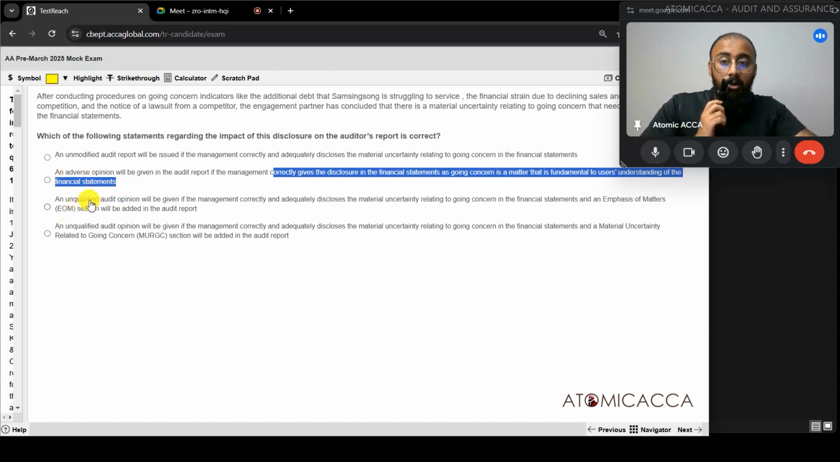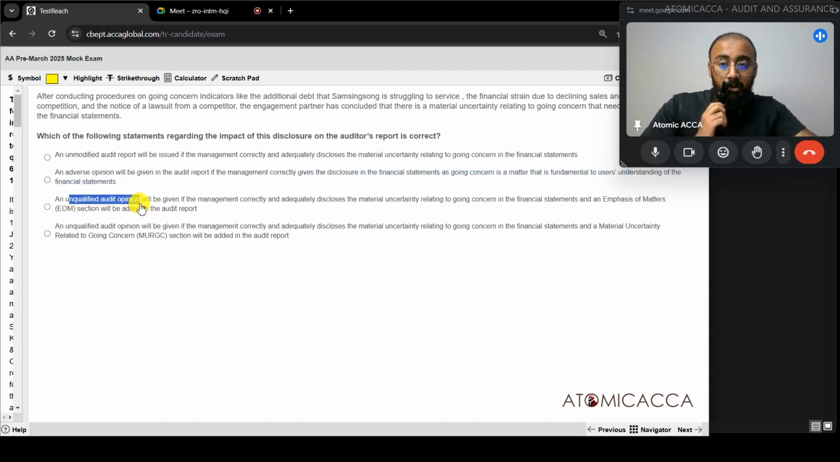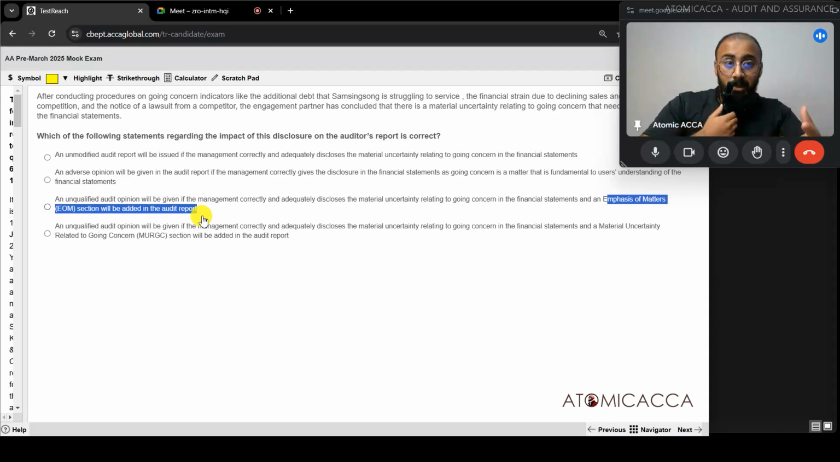An unqualified audit opinion. The previous one was an unmodified audit report, that is wrong. Unqualified audit opinion is correct. Will be given if management correctly and adequately discloses the material uncertainty related to going concern in the FS, and an emphasis of matter section will be added to the audit report. That is wrong. We know that there are three additional paragraphs that will be used.